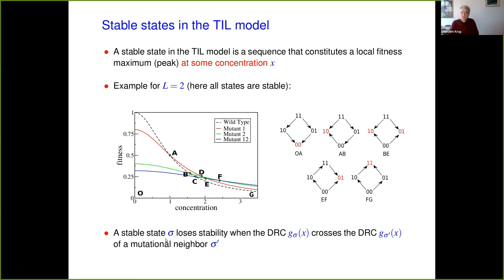So generally you see that a stable state sigma will always lose stability when the dose response curve of that state crosses the dose response curve of a mutational neighbor, right? And so what you can see here from this example is that below that concentration, the dashed curve is above the red one. So this genotype has a higher fitness than the other. And here this has been reversed. And for that reason, the dashed genotype is no longer a peak, okay?